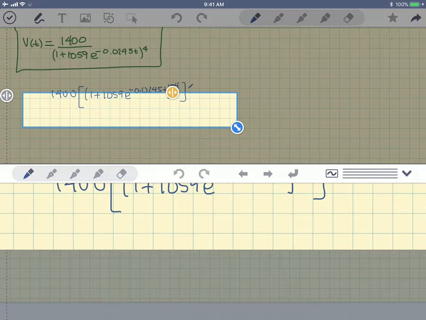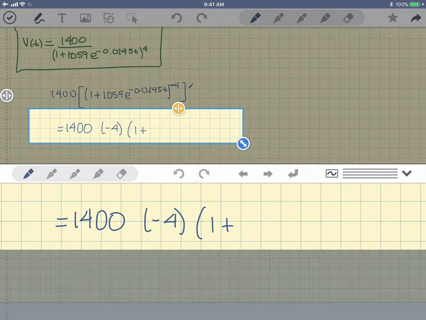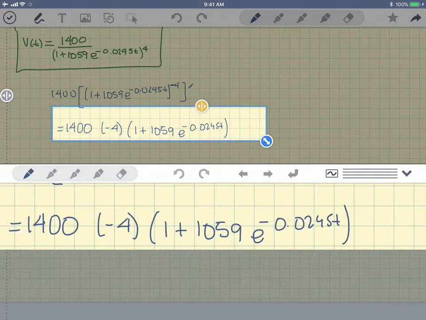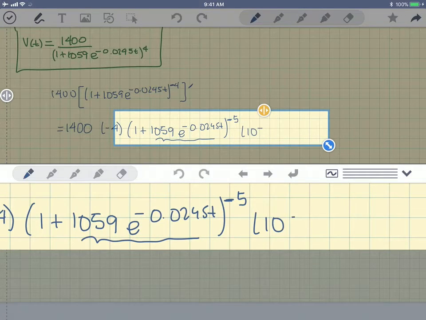Well, it's pretty easy. It's going to become 1400 times the negative 4 comes down, that's the power, times this thing to the power of n minus 1, which is going to become 0.0245 t to the power of negative 5 now, correct? And now times the derivative of the inside, which I still need to do, right? The derivative of that becomes another 1059, so it's a constant times the function e to the something, and then the derivative of e to the something is e to the something times the derivative of that something, so I'm going to write it down right here.